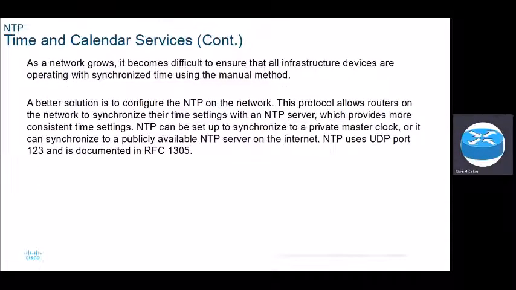Okay, so as a network grows, it becomes difficult to ensure all the infrastructure devices are operating with synchronized time using the manual method. It doesn't scale, in other words. A better solution is to configure NTP on the network. This protocol allows routers on the network to synchronize their time settings with an NTP server, which provides more consistent time settings. NTP can be set up to synchronize to a private master clock, or it can synchronize to a publicly available NTP server on the internet. NTP uses UDP port 123 and is documented in RFC 1305.